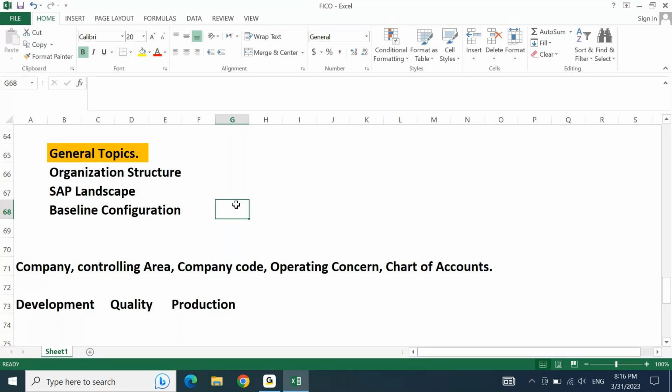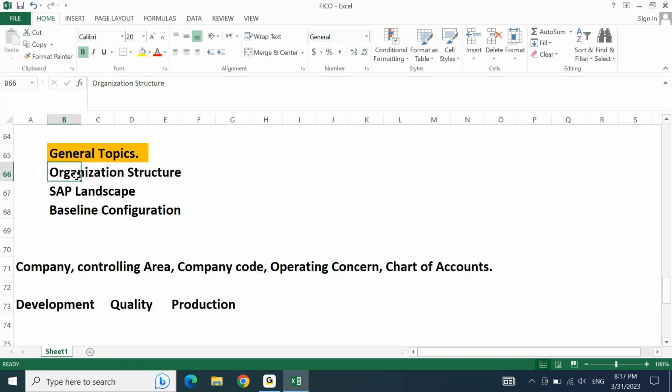Right? Any module configuration, any module business process is based on company code. This company code creation is the responsibility of the SAP FI consultant. As an SAP FI consultant, first you have to do some baseline configuration. This baseline configuration is not related to your FICO business process. It is related to your organization structure. Clear? This baseline config relates to your org structure, not to your business process.